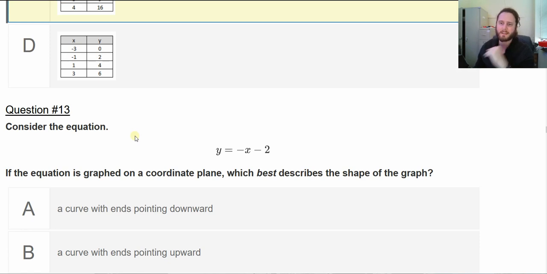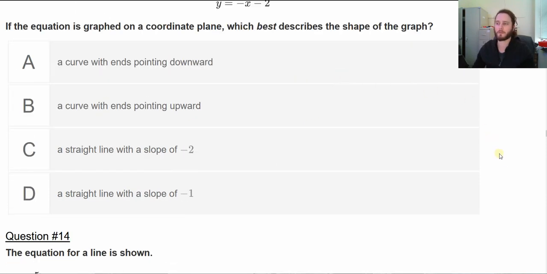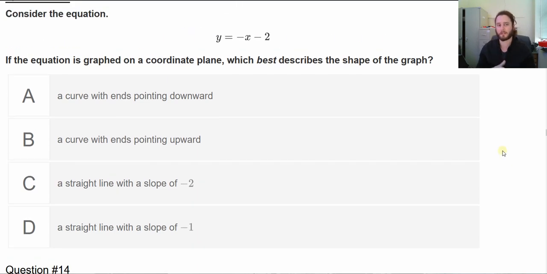For number 13, if this equation right here were graphed on a coordinate plane, what best describes the shape of this graph? So pause it, look at the options, and see if you know which one is going to be the answer.